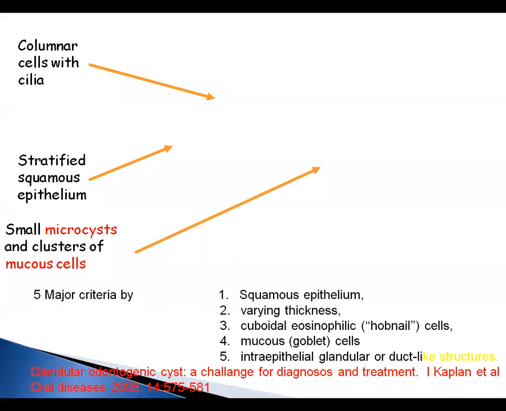So, five major criteria: squamous epithelium of varying thickness, cuboidal eosinophilic cells, mucous cells, or you can call them goblet cells, which are present in a glandular odontogenic cyst. That's why the name is given as glandular odontogenic cyst, and intraepithelial glandular or duct-like structures.